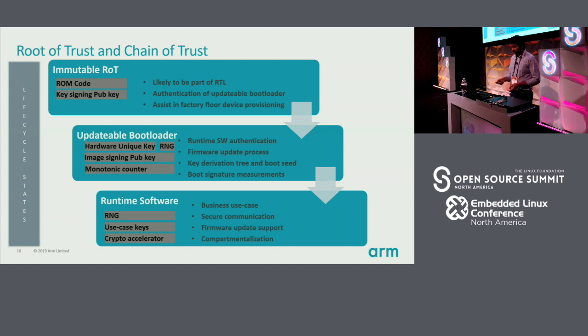So usually, a really secure system would have a very simple ROM code, as simple as it can actually deal with. And all of your richer functionalities, your firmware updates, the rest of the system's chain of trust, that functionality gets pushed out to an updatable bootloader. So if you find a flaw in that implementation as well, you can still update it. Finally, your runtime software. Runtime software is your business software. It could be Linux, some file system distribution, and your business software.